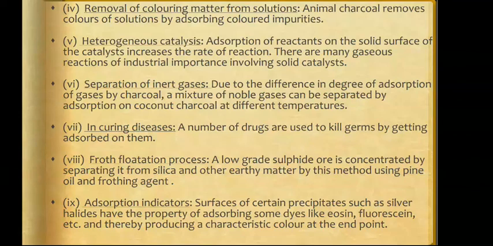Number 8 is froth flotation process. Now low-grade sulfide ore is concentrated by separating it from silica and other earthy matter by this method using pine oil and frothing agent. Number 9 is adsorption indicators. Surfaces of certain precipitates such as silver halides have the property of adsorbing some dyes like eosin, fluorescein, etc., and thereby producing a specific color at the end point.